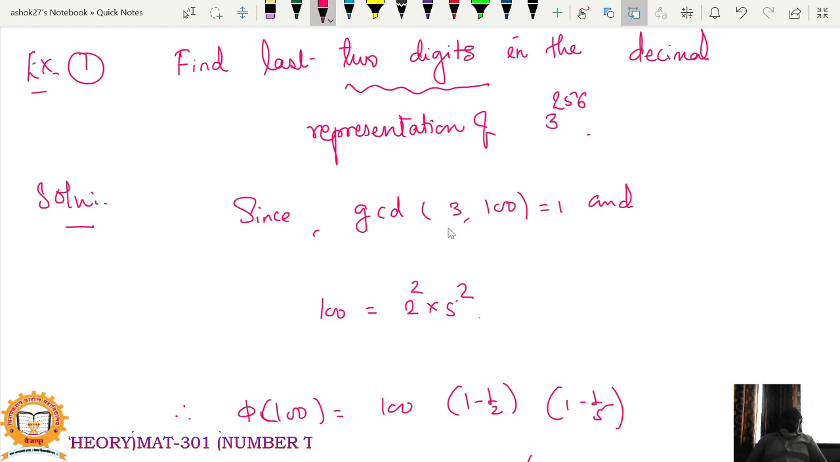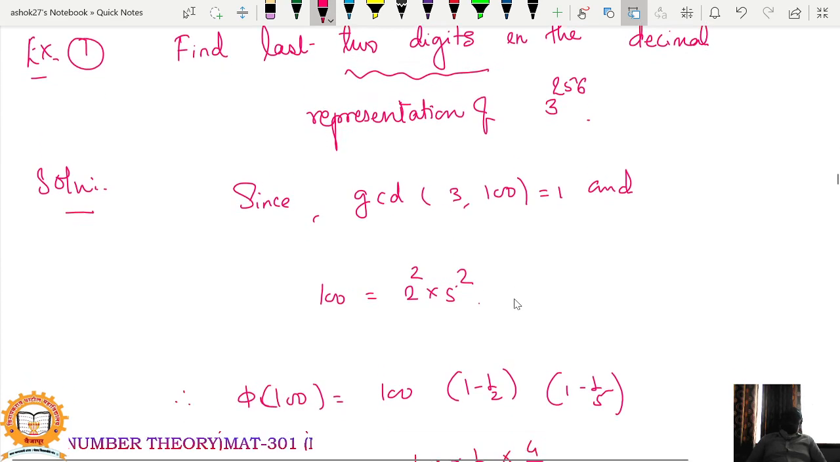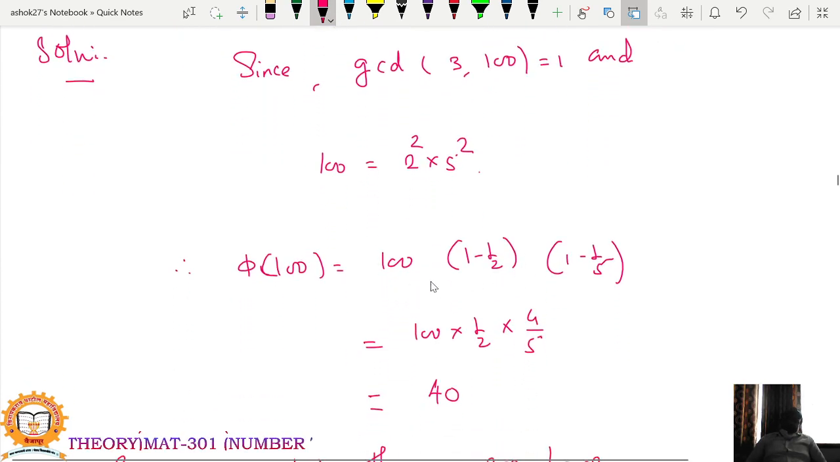So since GCD of 3 and 100 equal to 1, you can write 100 as 2 square into 5 square, that is its prime factorization. So therefore, what is phi of 100? It will be 100 into 1 minus 1/2 into 1 minus 1/5. So you'll get phi of 100 equal to 40.